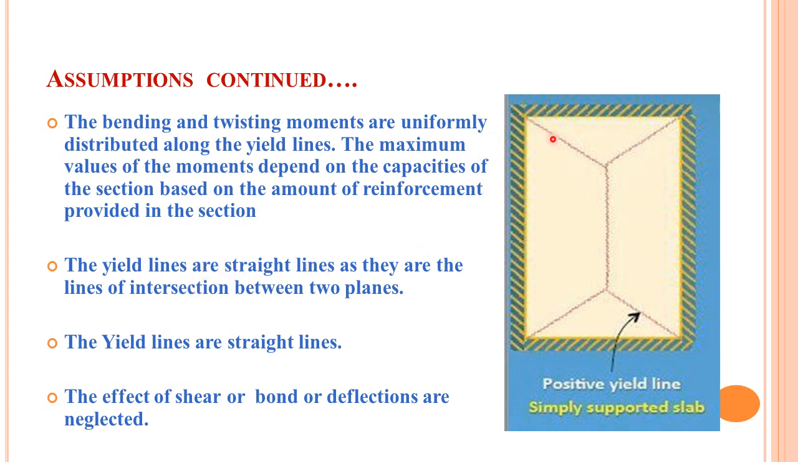You can see these yield lines are straight lines. It is not going in a zigzag way. These are lines of intersection, so it behaves like a straight line. Then the last assumption here is that the effect of shear, bond or deflection is completely neglected in the yield line analysis. So only the moment is considered.